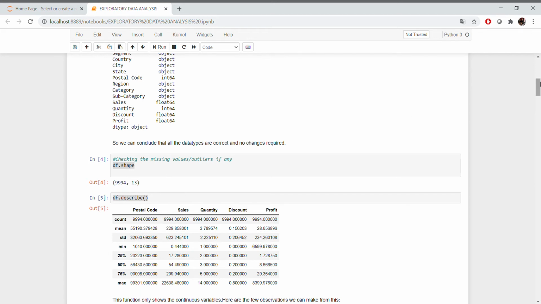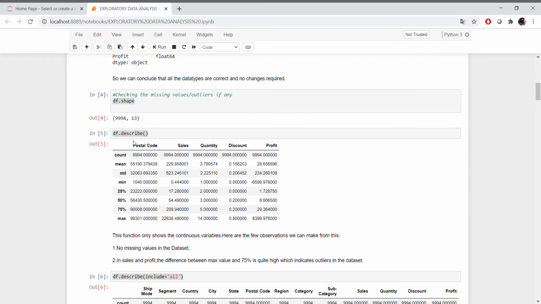Then we'll do df.describe. This df.describe works only for continuous variables. So we can see that postal code, sales, quantity, discount, profit are all continuous variables, and we can see the count. There are a total of 9994 rows, and the count is the same for postal code, sales, quantity, discount, profit. So we can conclude that there is no missing value in the given dataset.